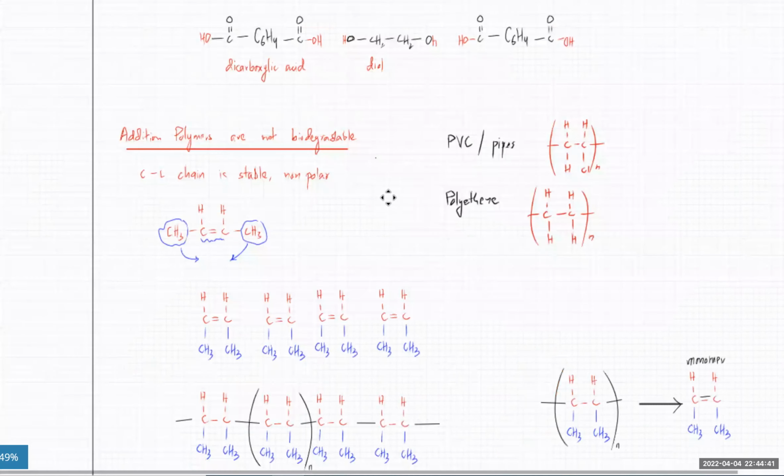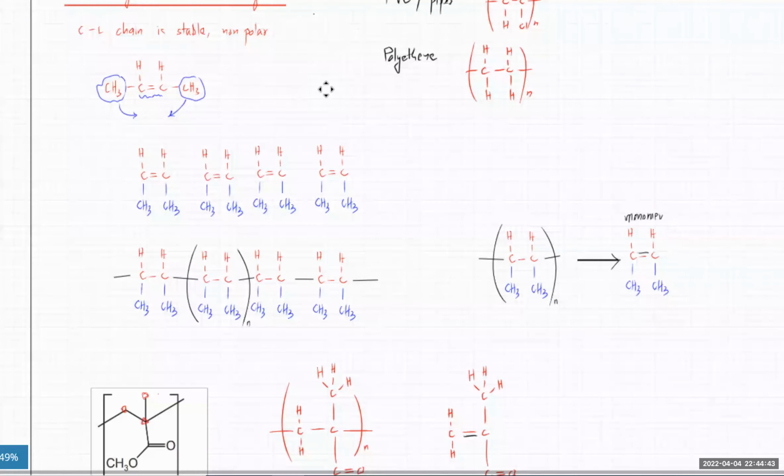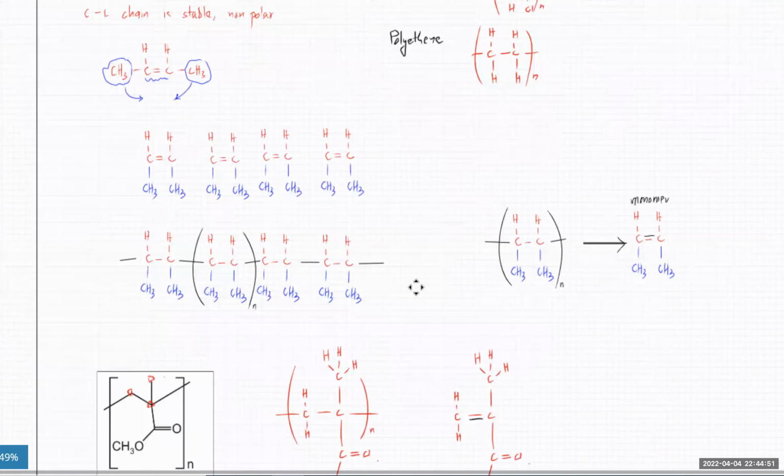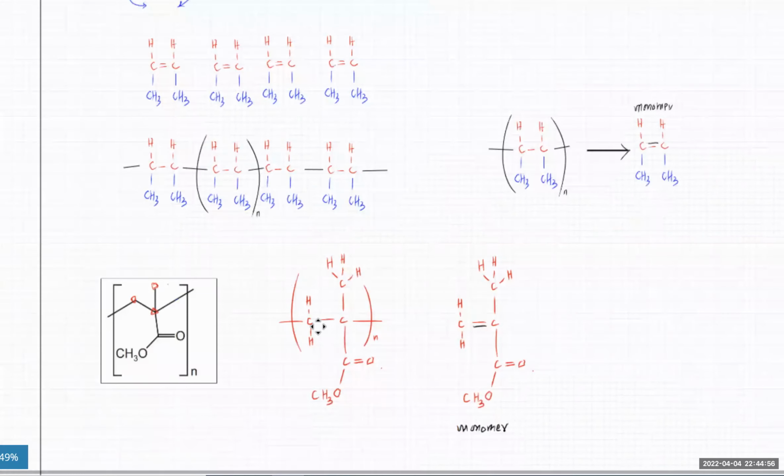But addition polymers, like your everyday plastic bags or plastic bottles, are not like that because they're very hydrophobic. They're non-polar. The carbon chain is extremely non-polar, so it doesn't really break. It's very hard to break it.